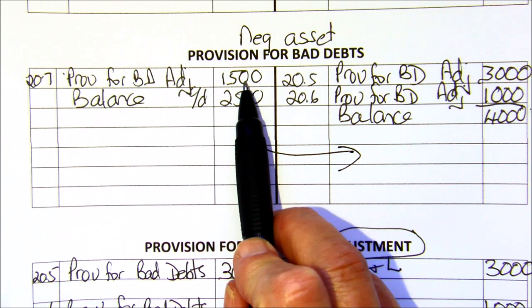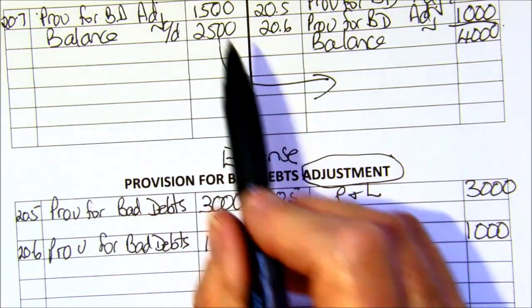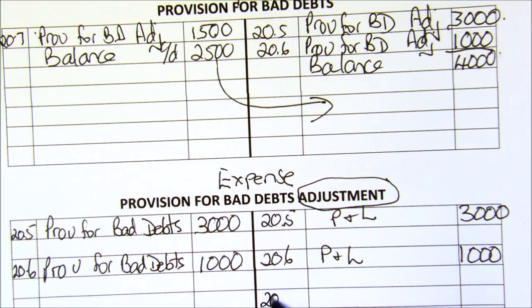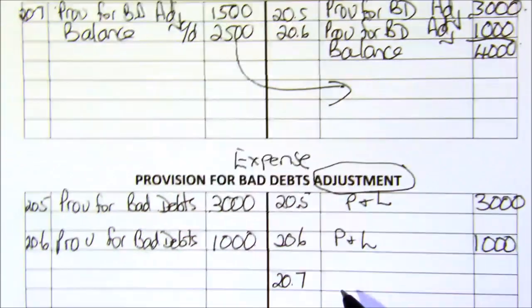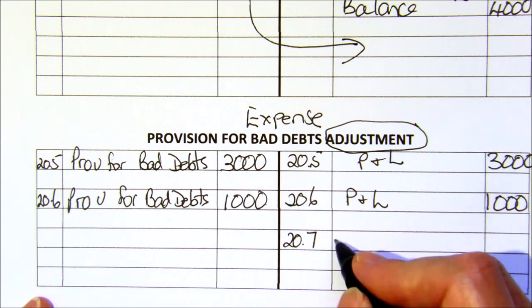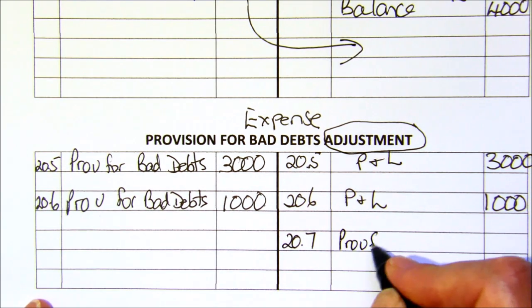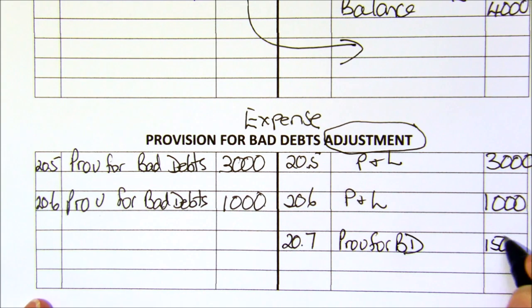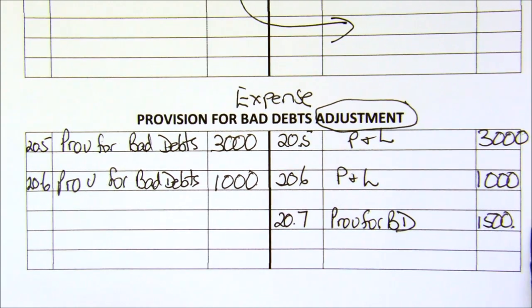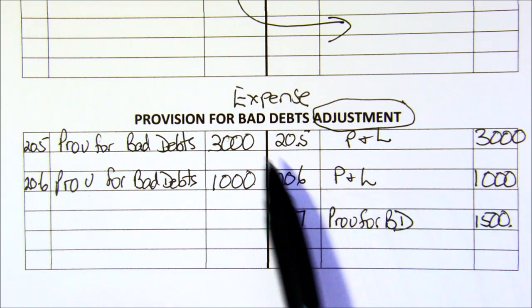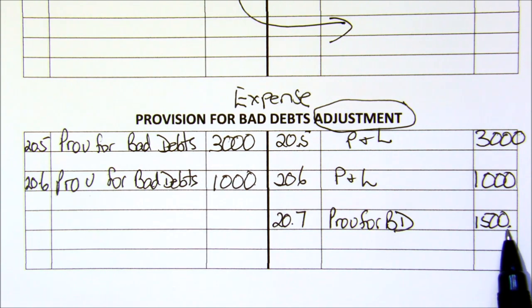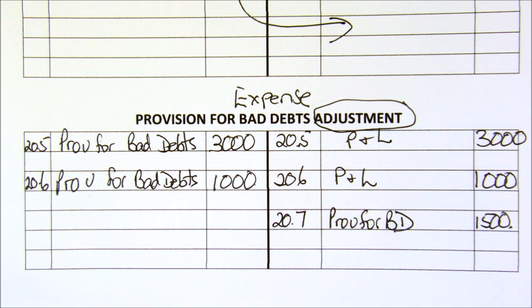The double entry for this 1,500, because you reduced it, it was on the debit side here, is going to go onto the credit side of the adjustment account. So you're going to have provision for bad debts of 1,500. Now, this is on the credit side. It's no longer going to be an expense account. It's actually becoming an income. It's almost like a negative expense.